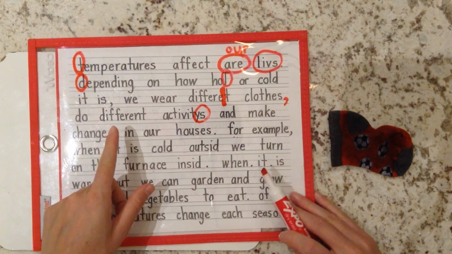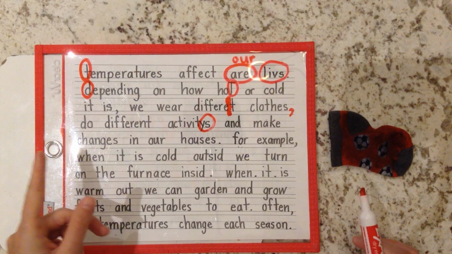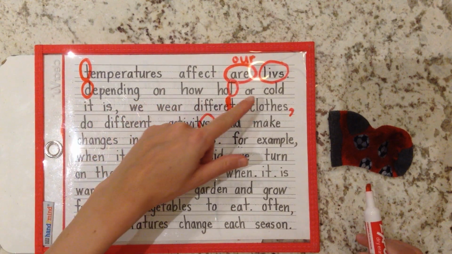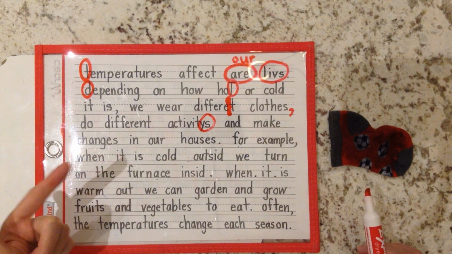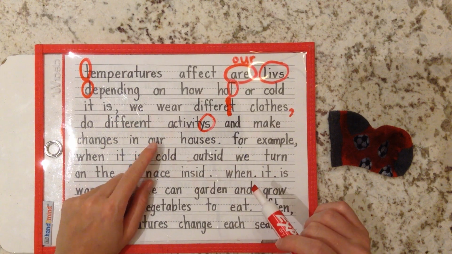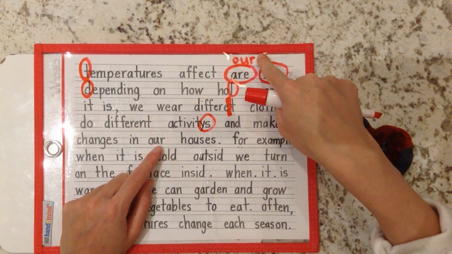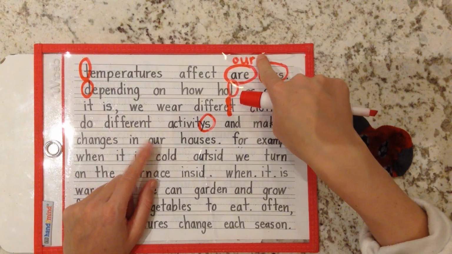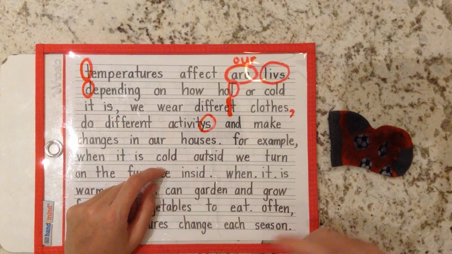Let's go back to the beginning of that sentence. Remember to always go back to the beginning after each mistake you make. Depending on how hot or cold it is, we wear different clothes, do different activities, and make changes in our houses. Look, we used the right version of "our" here, just like at the first sentence. It sounds like "are," but if you're saying it properly, it should be "our." The houses belong to us.